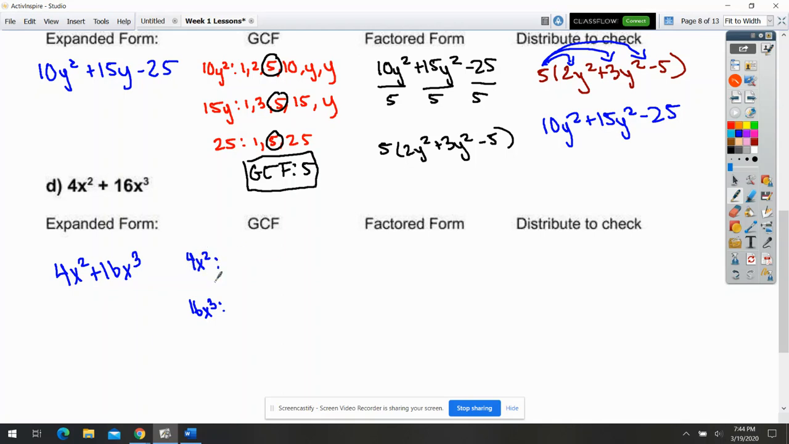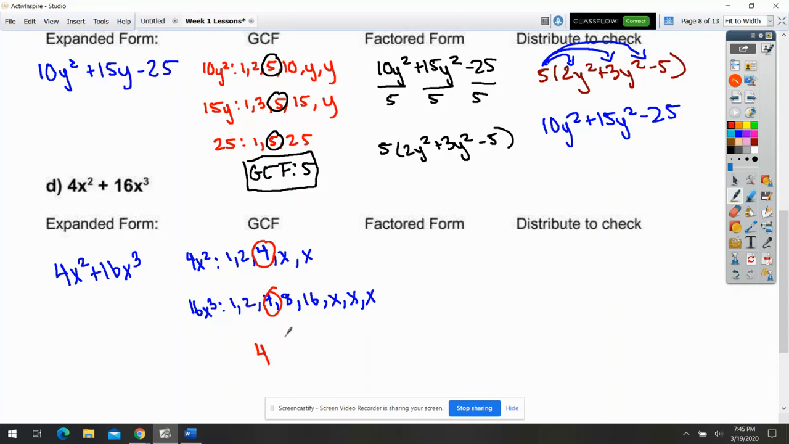So let's see. So 4. So we have 1, 2, 4, and x squared contains x times x. Here we have 16. So we have 1, 2, 4, 8, and 16. And x to the third contains 3 x's. So let's see. So the highest number that goes into both is 4.